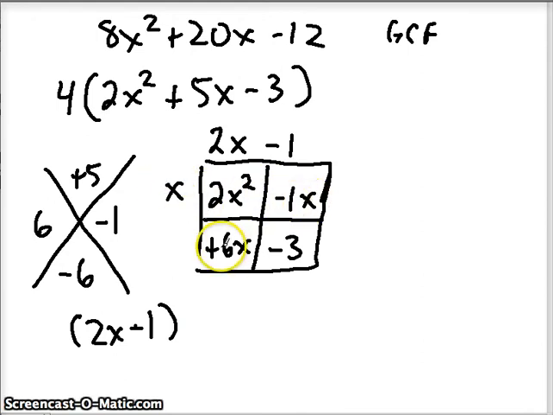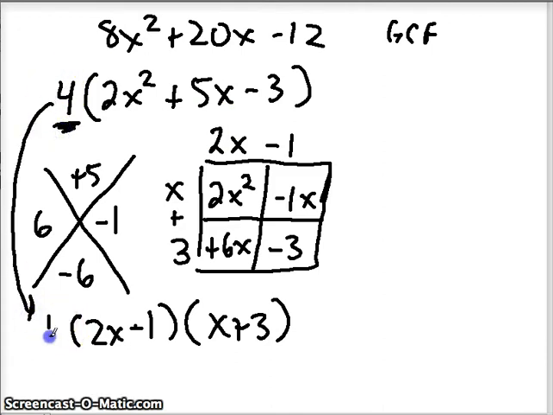Across, they only have x in common. The sign comes from here. And this is 3. So we got x plus 3. Again, don't forget about this guy right here. That still belongs down here. So this is our factored form of this quadratic.